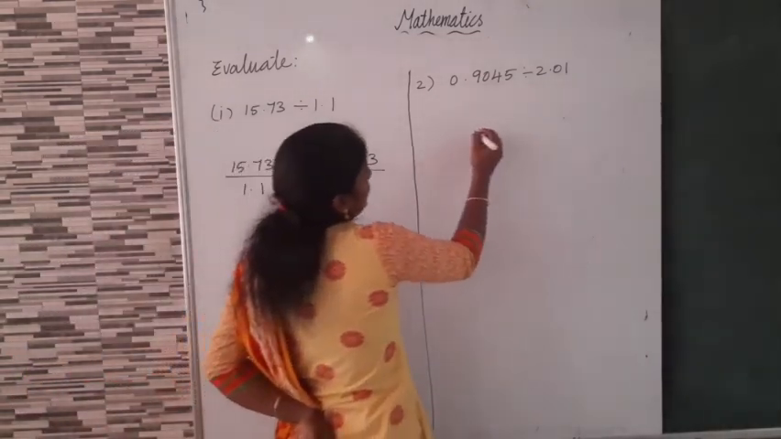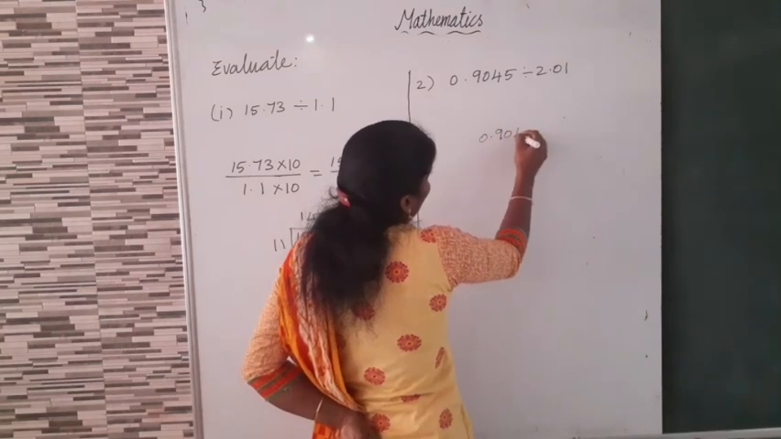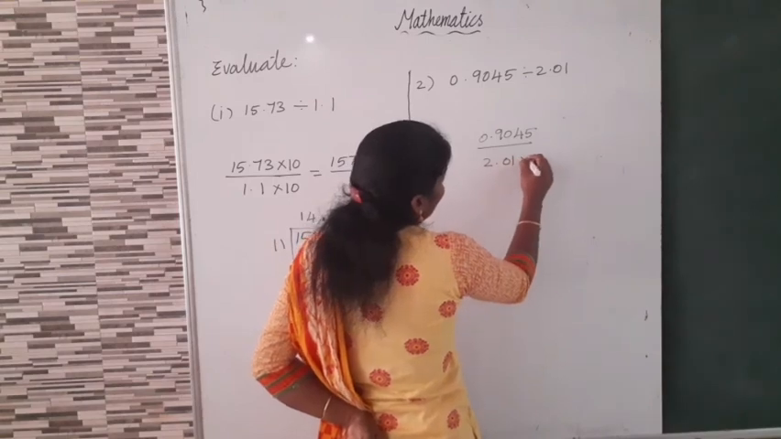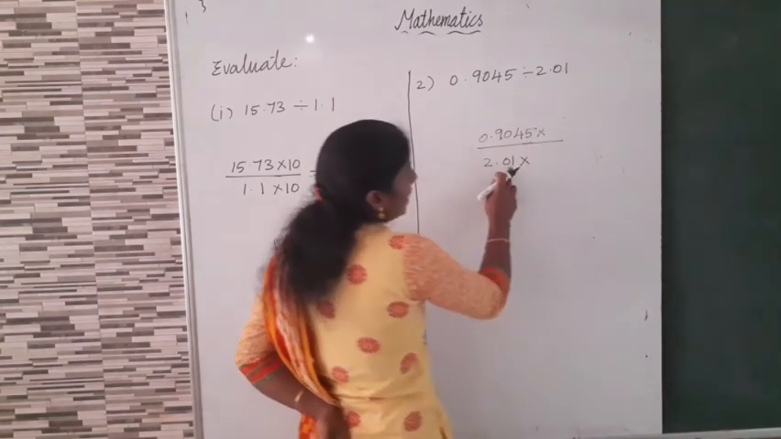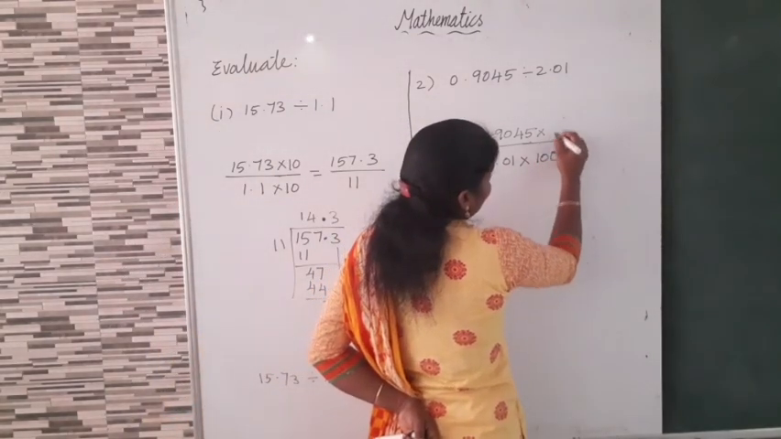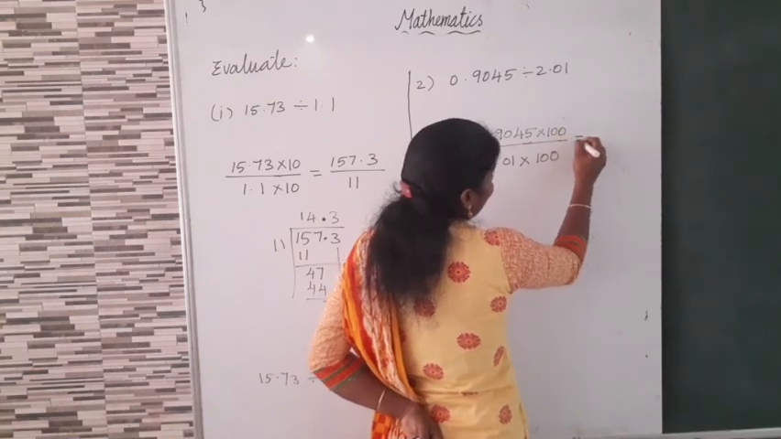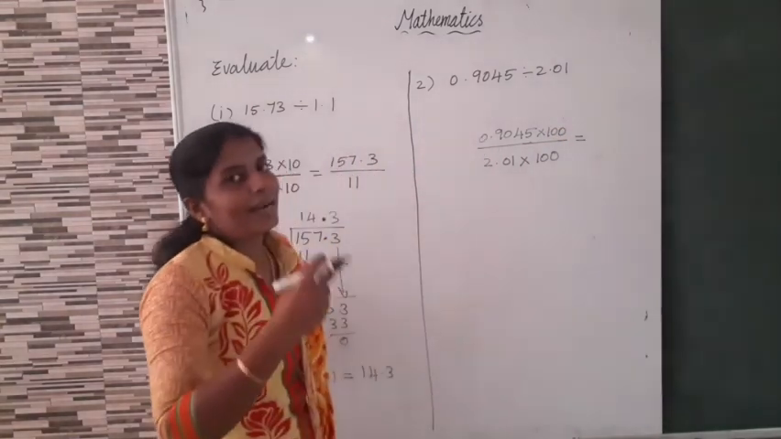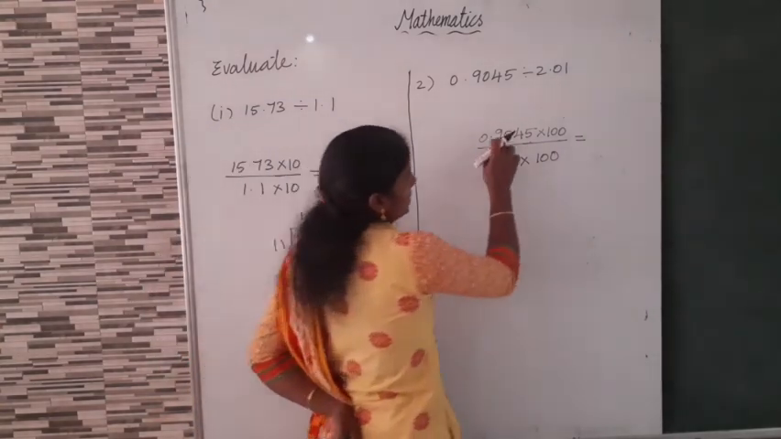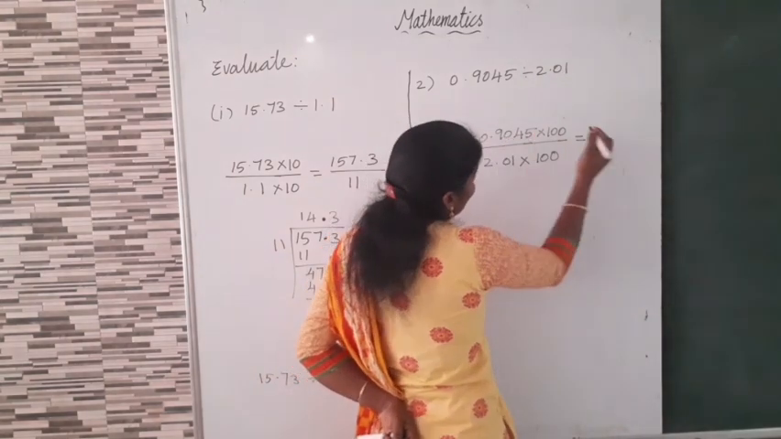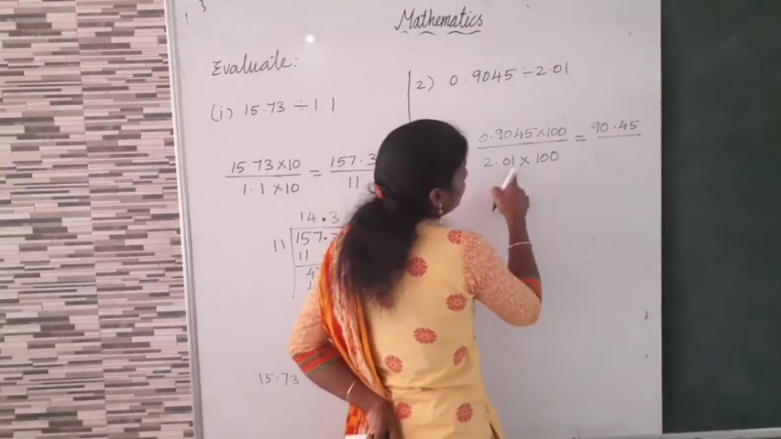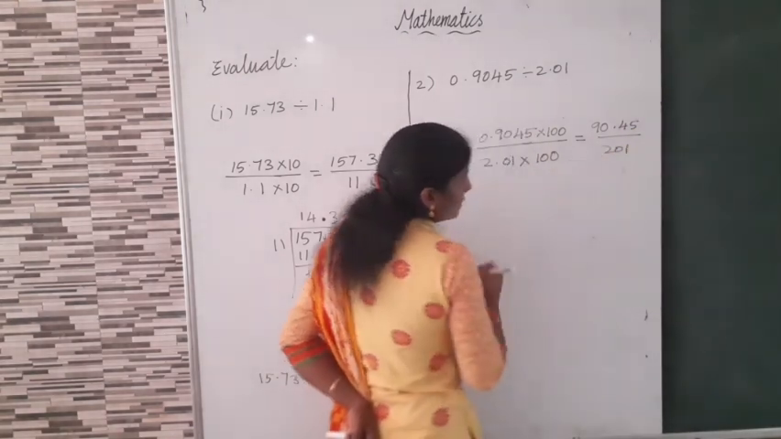Now second one, 0.9045 divided by 2.01. Now we can remove the point from the denominator, so we can multiply by 100 because after the point we have 2 digits. We multiply by 100 in the numerator also. Multiplying by 100 means the decimal point is shifted to the right 2 places. So 90.45 divided by 201. Isn't it? Okay.